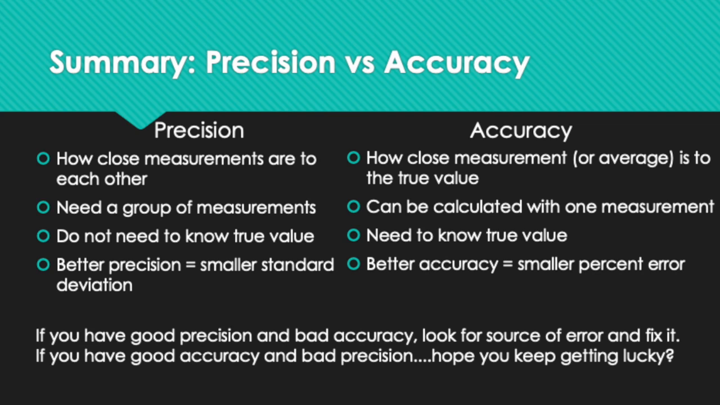Precision is how close measurements are to each other. Accuracy is how close the measurements are to the true value. For precision, you need a group of measurements. Accuracy, you can calculate with just one. For precision, you do not need to know the true value, but for accuracy, you do need a true or accepted value. Precision is measured with a standard deviation. Better precision would be a smaller standard deviation. Accuracy is measured with percent error, so better accuracy would give you smaller percent error. If you have good precision but your accuracy is off, you can look for the source of error and fix it. If you happen to have good accuracy but bad precision, then that's just luck.